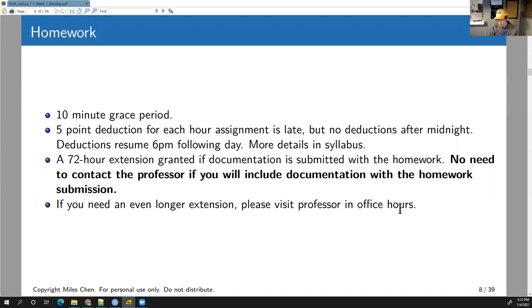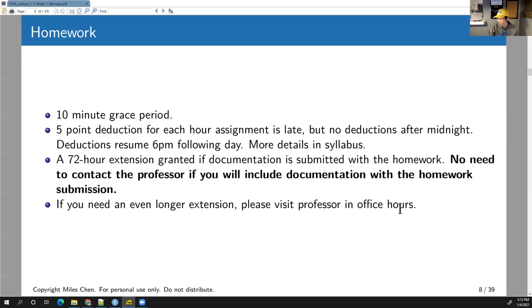If you need an extension for the homework and you've got documentation, I generally will automatically grant a 72-hour extension. If 72 hours is good enough, you don't even have to message me. Just tack your documentation onto your homework when you submit it, and the grader will know not to dock you for being late. If you need more than 72 hours, come talk to me. I try to be reasonable.